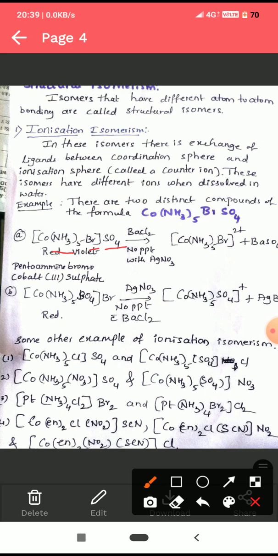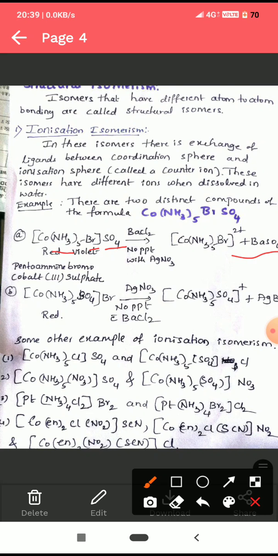To check whether the ion liberated is sulfate or bromide, what do we have to do? We have to treat the compound with BaCl2 and AgNO3. When we treat this compound with BaCl2, it forms a white barium sulfate precipitate. It means sulfate is present outside the square bracket.